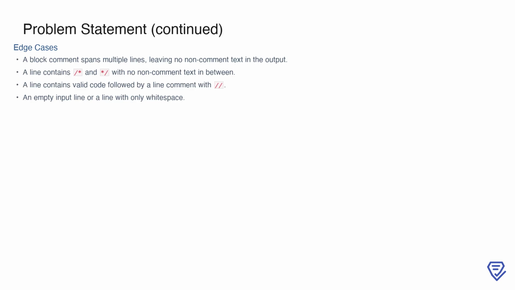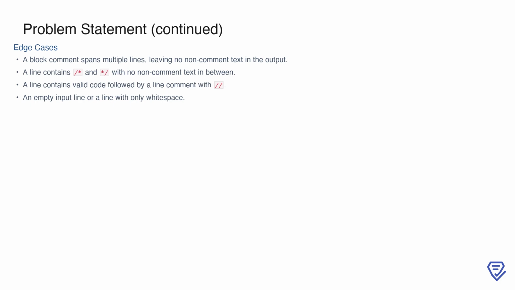One edge case occurs when a block comment spans multiple lines, leaving no valid code in the output. Another scenario is when a single line contains both /* and */ with no valid code in between. The program should handle this by removing the entire line. Additionally, a line might have valid code followed by a line comment starting with //. In such cases, only the code before the comment should be retained.